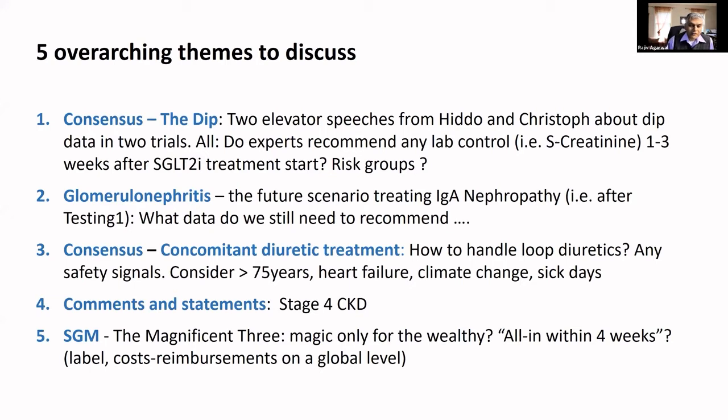Hiddo has shown very nicely that he's reviewed this literature pretty thoroughly, that when you use SGLT2 inhibitor, the hazard ratio for hyperkalemia is 0.8 across the trials, no matter what trial you look at. And Hiddo has looked across all the SGLT2 inhibitor trials. He found the same thing.